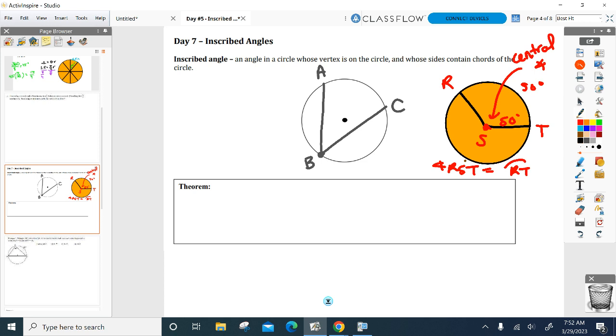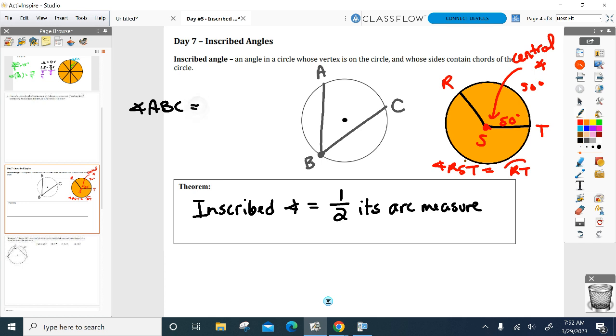We talked that the central angle is equal to its arc. Not in this case. They're not equal anymore. Here it is. Ready? Inscribed angle is half its arc measure. Half. Not equal to the arc. Half its arc measure. So go back to my inscribed angle. Angle ABC is equal to half of arc AC. That's how I find an inscribed angle. Half its arc. All right.